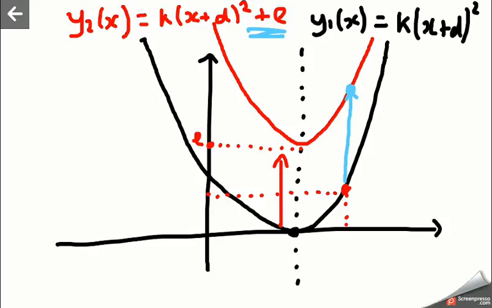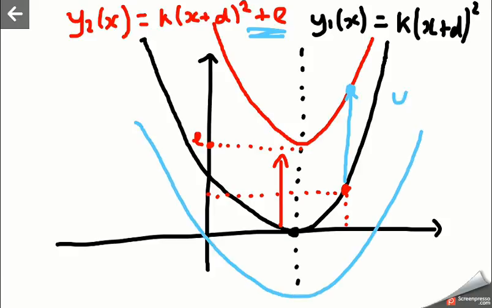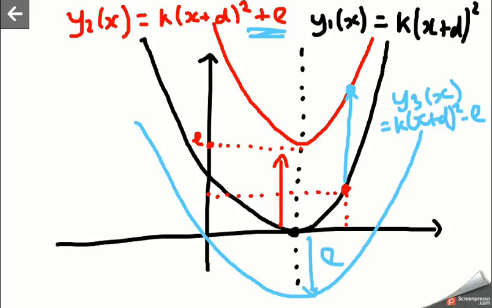Assuming e is positive, of course. The way I've drawn it, e has to be a positive number. If we add on some negative number, let's go ahead and do that. So this is y3 of x equals k times x plus d squared minus e, where e is a positive number, but we're subtracting it this time. That's going to shift the whole thing down by e units instead of up. This distance here is e, and this distance here is e. So that's how to move the parabola up and down.